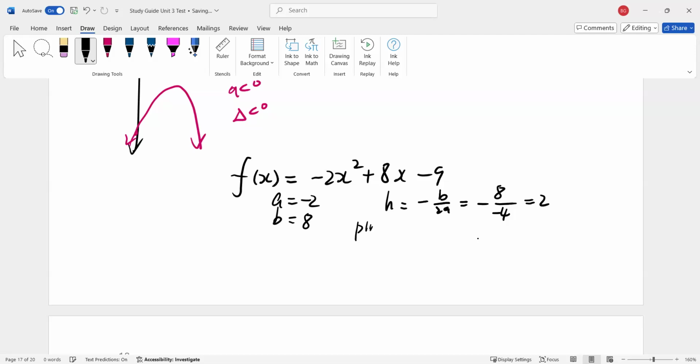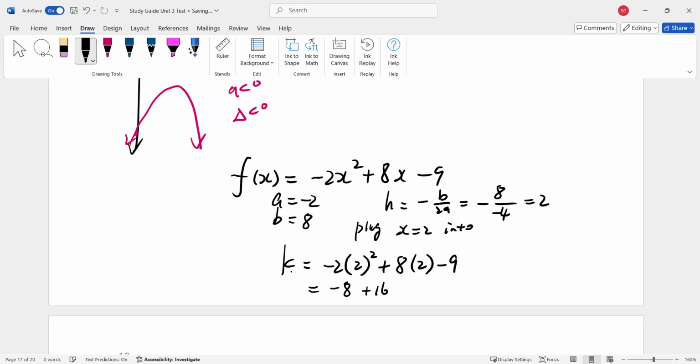So let's plug x equals 2 into the function. Then we would have our K. H is 2, plugging in to replace x is also 2. Be very careful with the calculation. This really tests your algebraic ability. 2 times 2 is 4, so -8 plus 16 minus 9. And we have -1, because -8 plus 16 is +8, and +8 minus 9 is -1.